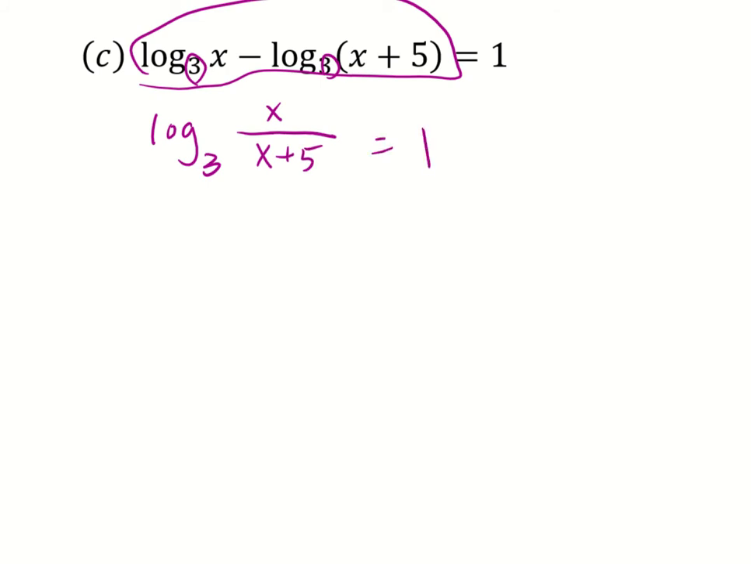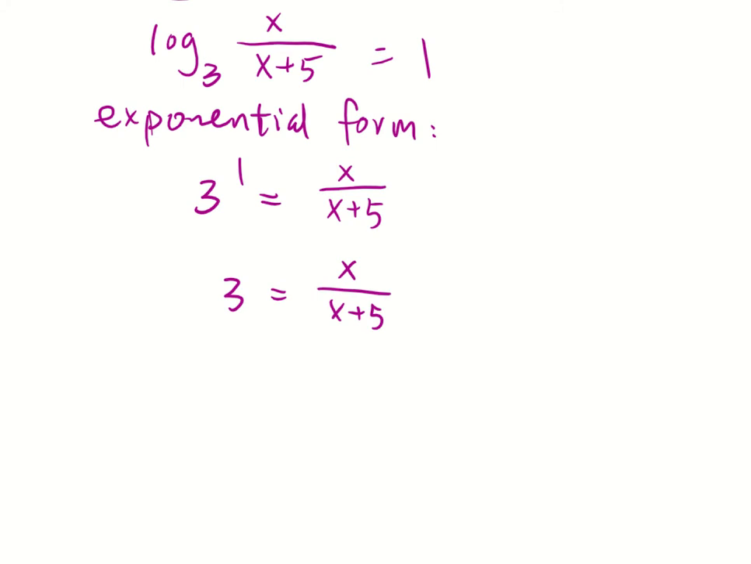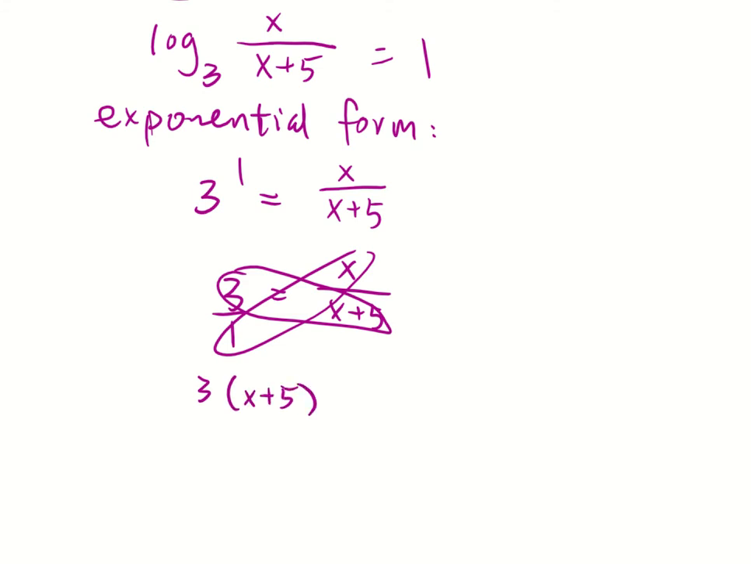equals 1. Okay, to solve this equation, we have to turn this log equation into its exponential form, where the base is 3, exponent is 1, equals the argument. Okay, so 3 to the 1 is just 3. All right, how do we solve this equation? Well, you can think of 3 as 3 over 1, and we can cross multiply. That means 3 times x plus 5 is equal to 1 times x, cross multiply.